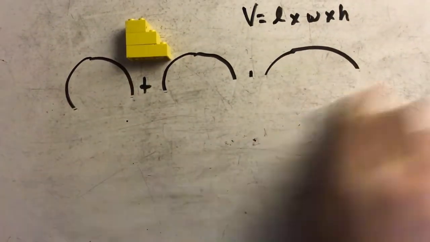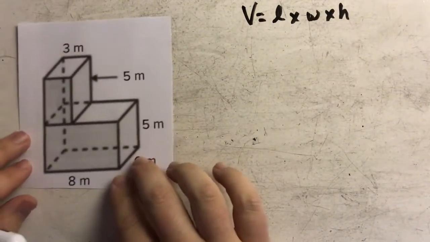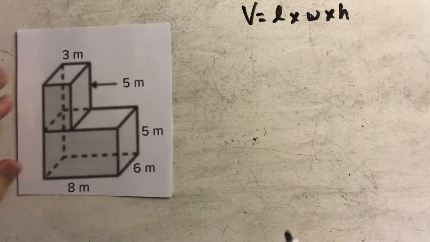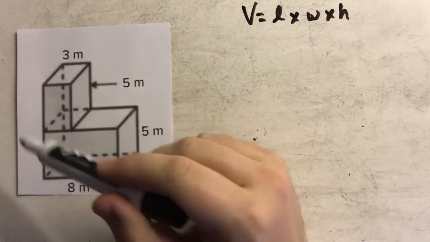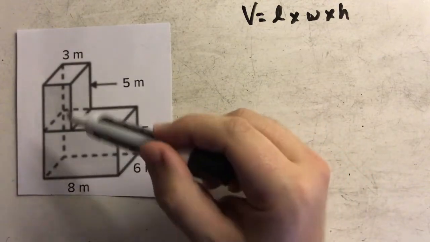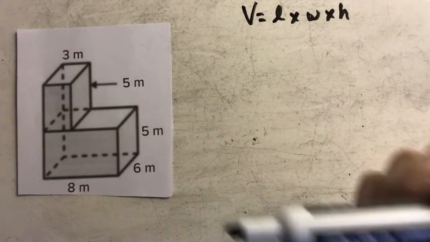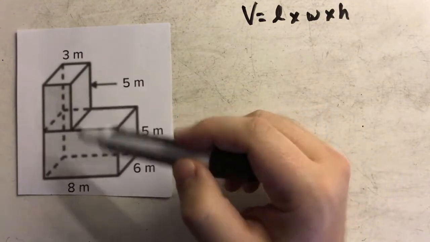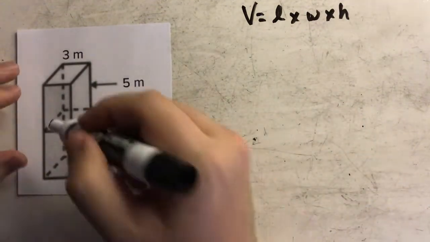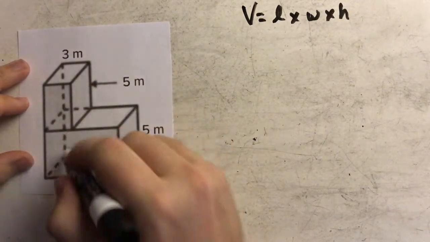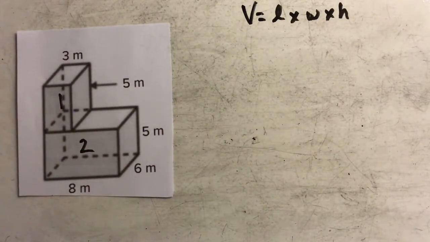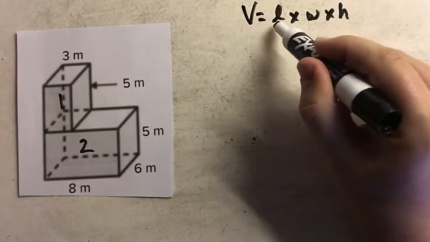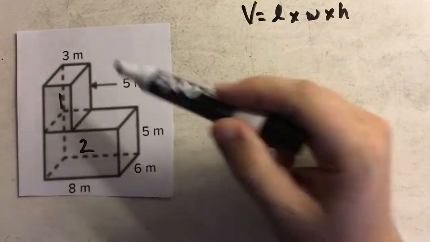Let's take a look at another example. In this example, we'll use an example from our book. Again, we see a compound, or complex, or composite figure. It just means that there's more than one prism, and this can be broken apart into 2 prisms. We could say that this is prism 1, and this is prism 2. In order to find the volume of each, we need to identify the length, the width, and the height of each one of these.